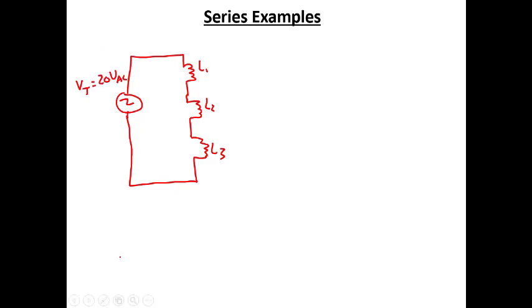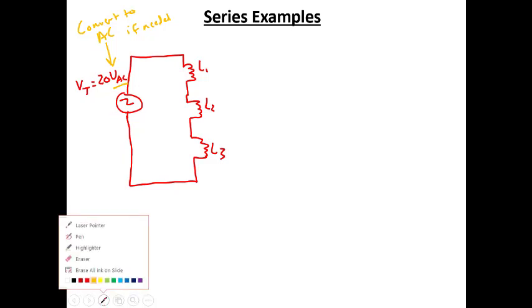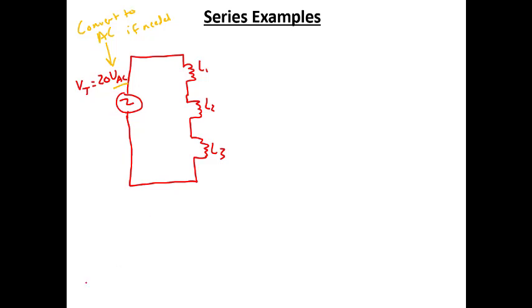Now we need to be careful because if this is not an AC, the first step is always going to be to convert to AC if needed. So this is the first thing that we got to look at and make sure that that's in volts AC. If it's in peak or peak to peak, then we have to make a change. The frequency for this one, let's say the frequency is 100 hertz.